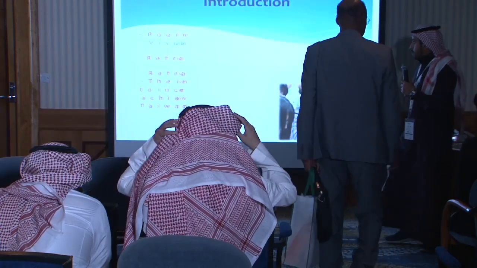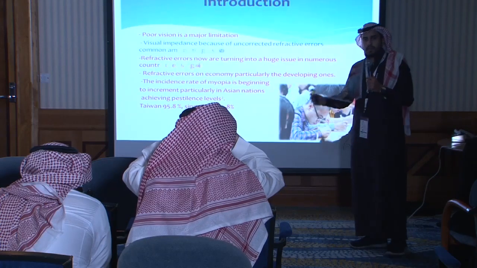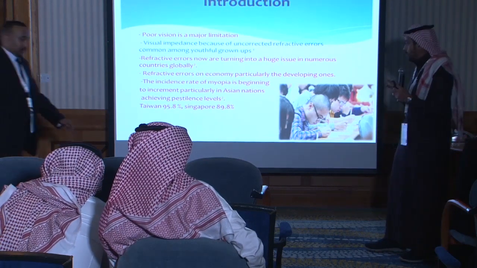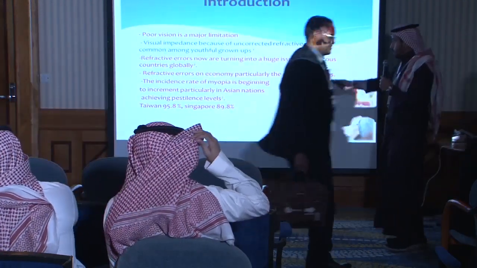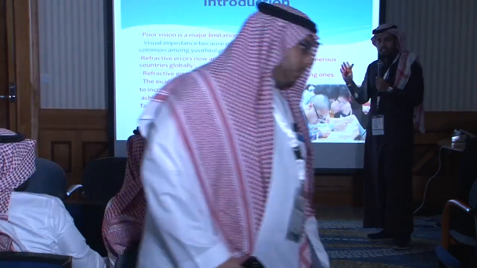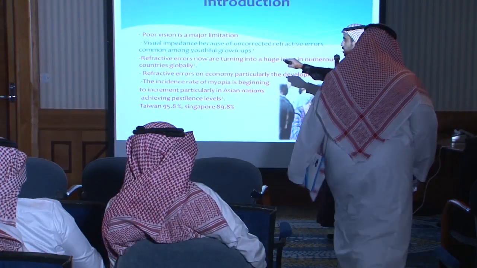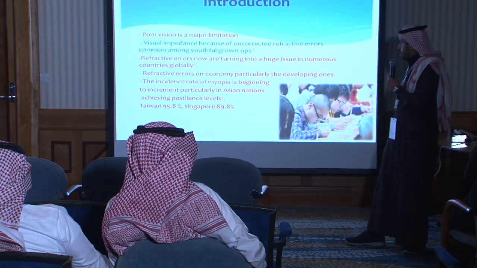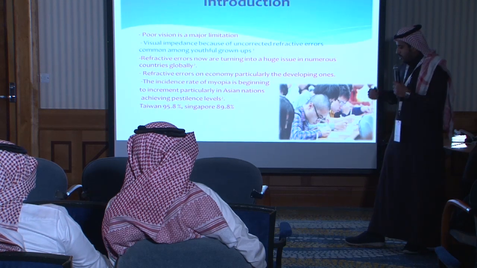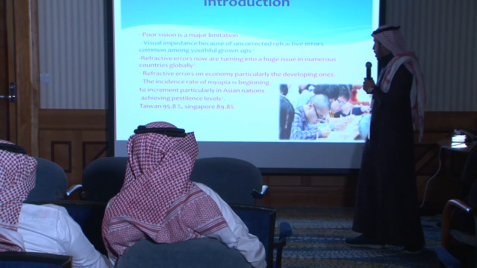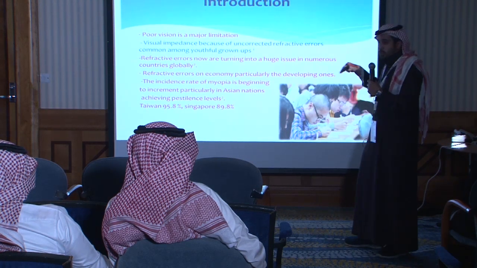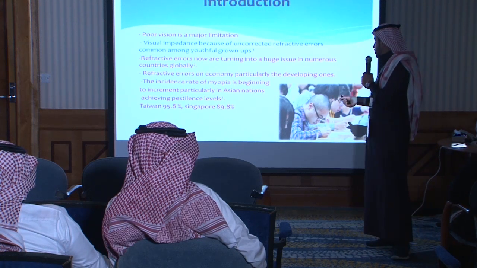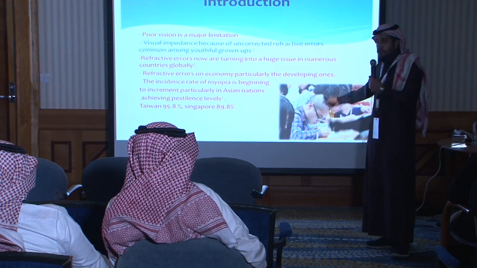Starting with the introduction, poor vision is a major limitation of sound learning in school and college for students in various areas of the world. Visual impairment because of uncorrected refractive errors, especially among young adults, is the second most common reason for treatable visual impairment. Refractive errors have now become a huge problem in numerous countries. Also, it's a burden on nations' economies, particularly developing ones.